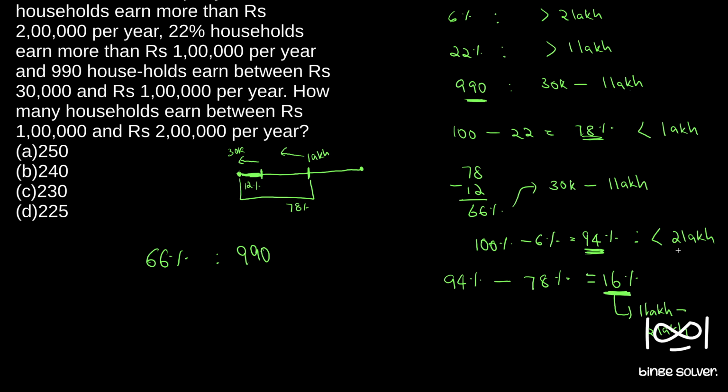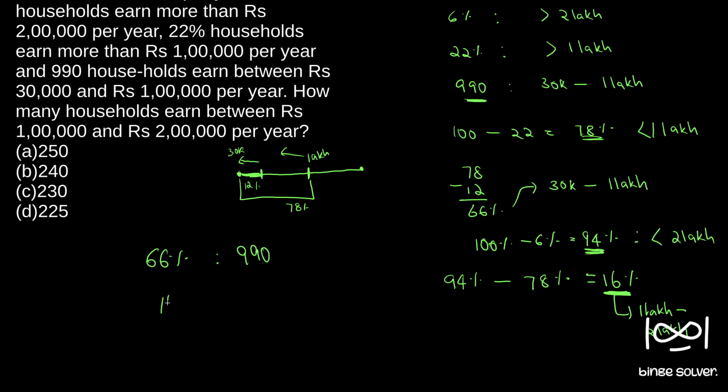Once again, we first found the percentage of people who earn less than 2 lakh per year, which we got as 94%. Earlier we found the people who had earnings less than 1 lakh per year, which is 78%. Okay, I forgot to write 1 here. So the difference between 78% and 94% is the people between 1 lakh and 2 lakh, which we got as 16%. Here we got 66% as 990, and the question asked us to find this 16%.